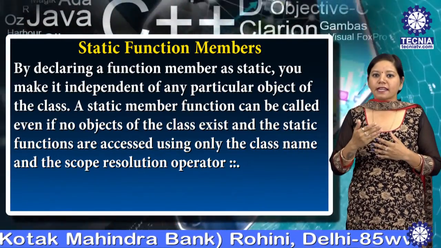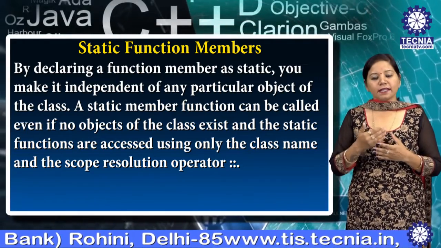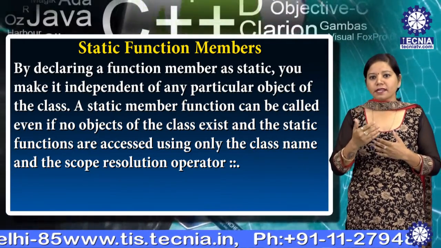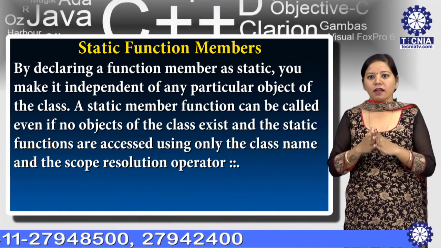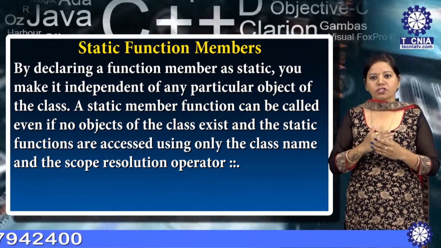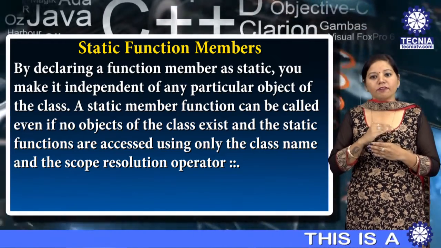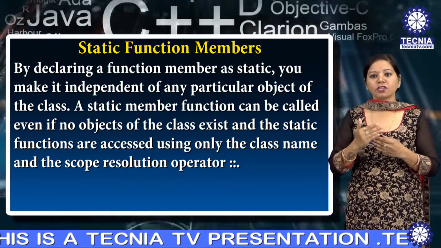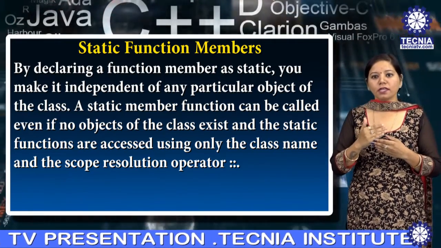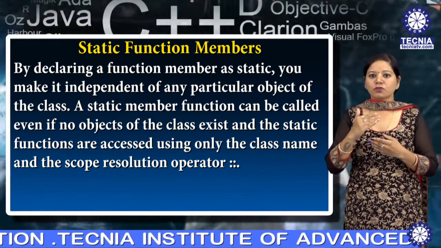Next, we have static member functions. By declaring a function member as static, you make it independent of any particular object of the class. A static member function can be called even if no object of the class exists. And the static functions are accessed using only the class name and the scope resolution operator.